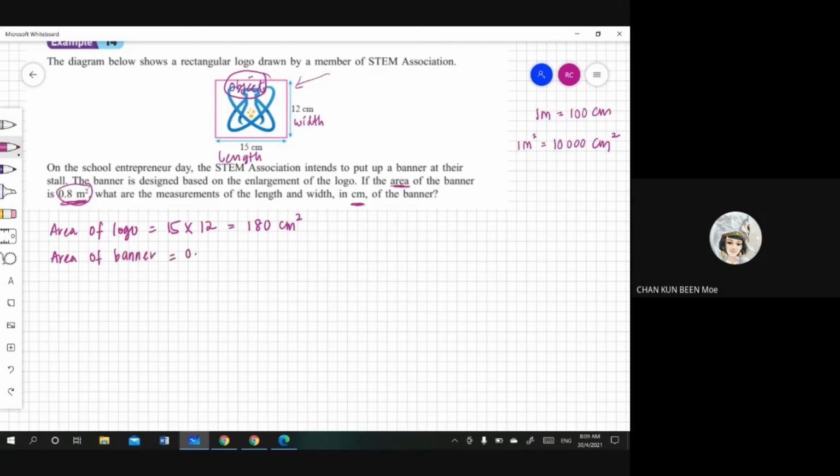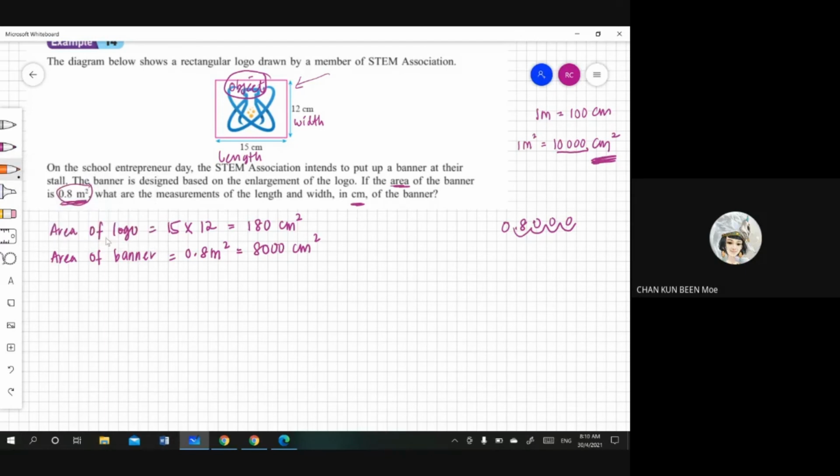We are going to write down area of banner is equal to 0.8 square meter. So we need to change it to square centimeter, to make it the same as the one on top. So 0.8 meter squared: we move 4 zeros to the back. 1, 2, 3, 4, and I just add on. Therefore, it is equal to 8,000 square centimeter. That is the area of the banner. Are you okay so far? Yes, madam.